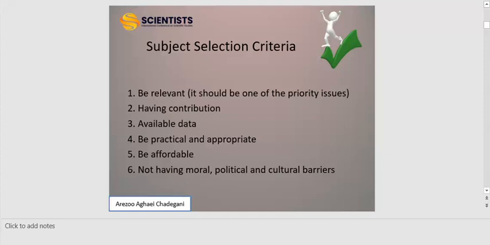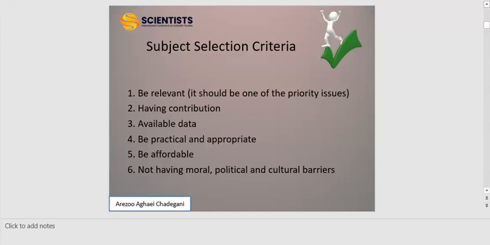It means that the research results should help practitioners and other researchers. Number five, be affordable. It means that you need to consider your time budget and also your cost budget, and based on them, you can choose a suitable subject.